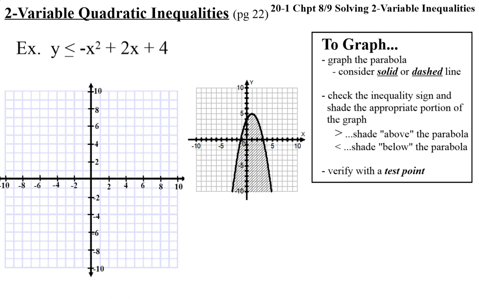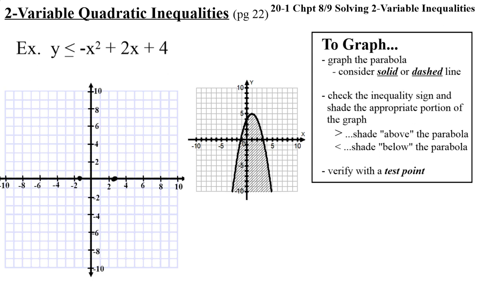I have negative 1.24. Whoops, negative is to the left, not to the right. Negative 1.24. And then I have positive 3.24. So there's my x-intercepts. What else can you get?